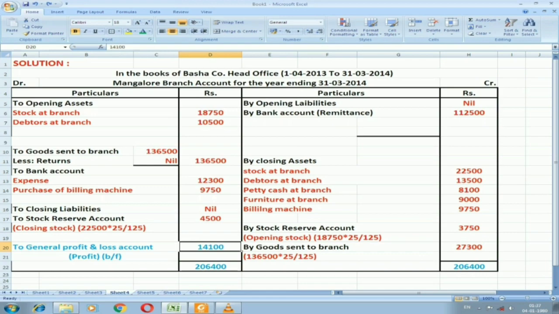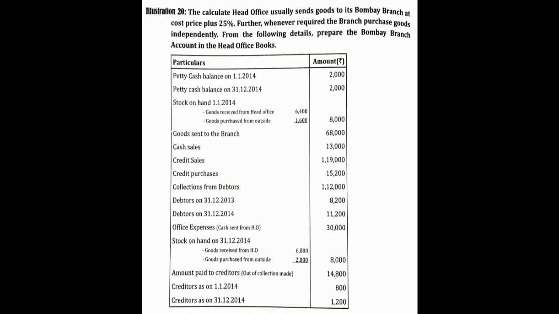I'm giving three more illustrations to solve by yourself. So this is one illustration you're supposed to solve. In this we have creditors also. Consider the creditors as liability. The amount paid to creditors, you are supposed to deduct from the collections they have made. That has also been mentioned in the illustration.